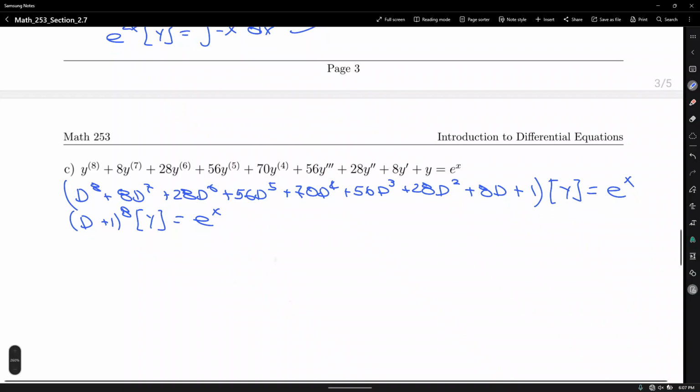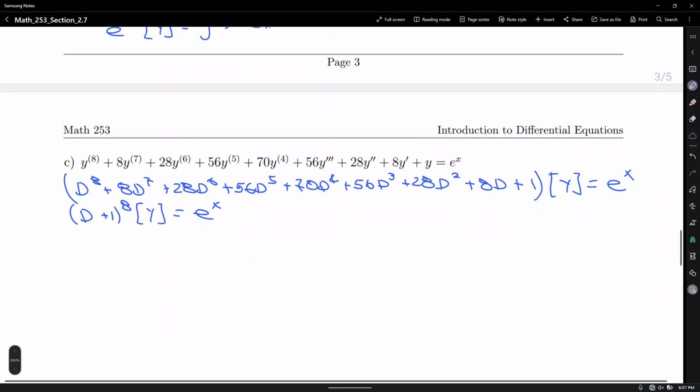Actually, we need to expand this 8 times. I mean, write it as a product of itself 8 times. You'll see why. D plus 1 times D plus 1 times D plus 1 times D plus 1 times D plus 1. Tell me when to end. D plus 1.